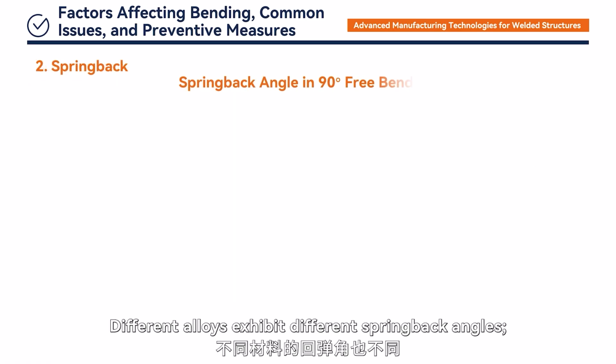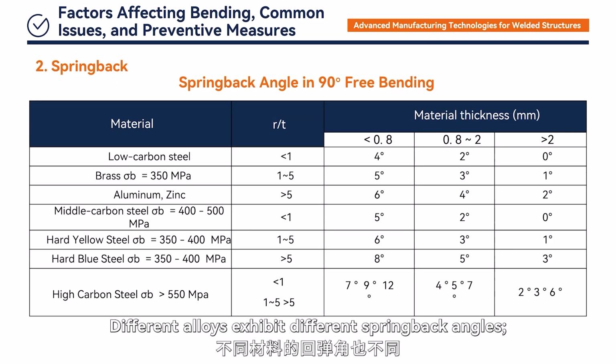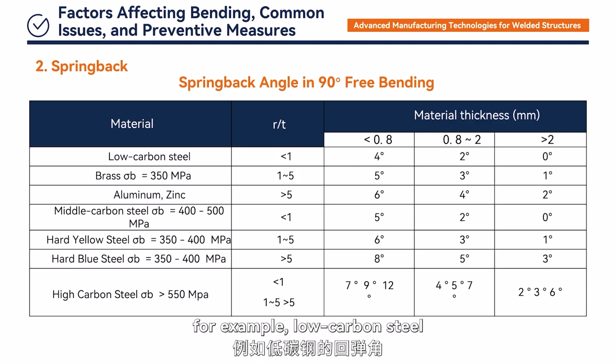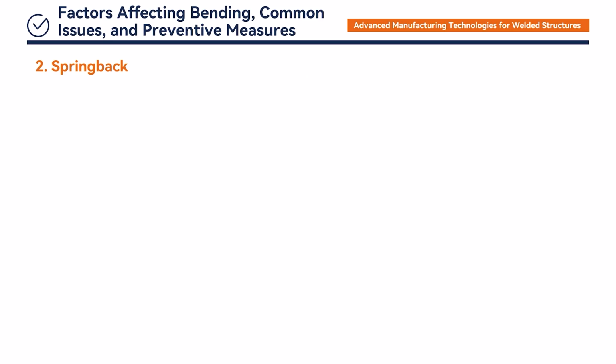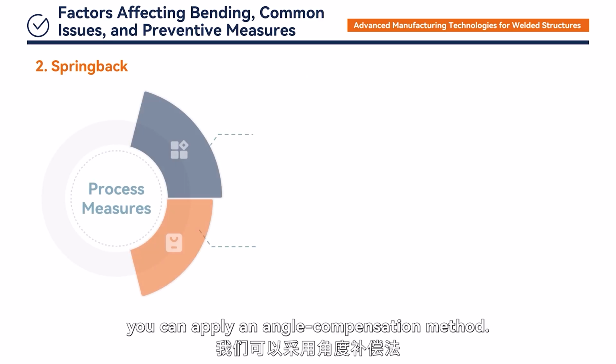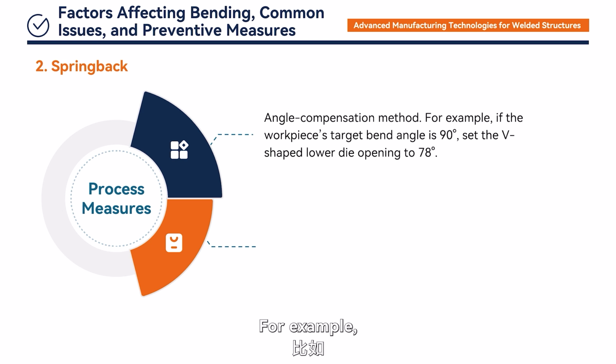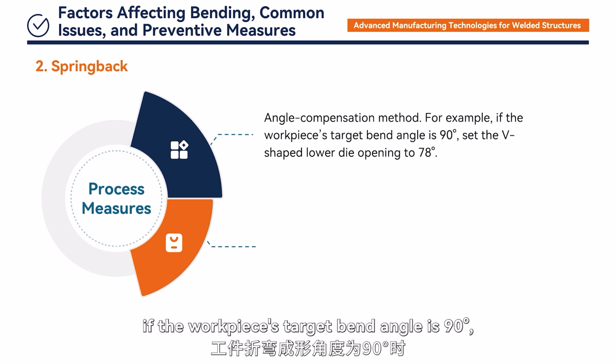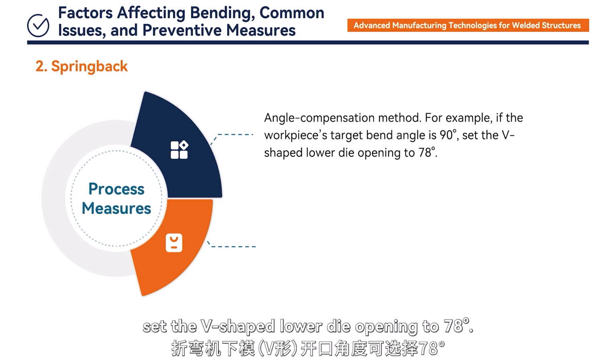Different alloys exhibit different spring back angles. For example, low carbon steel can spring back between 0 degrees and 4 degrees under various conditions. To mitigate spring back, you can apply an angle compensation method. For example, if the workpiece's target bend angle is 90 degrees, set the V-shaped lower die opening to 78 degrees.